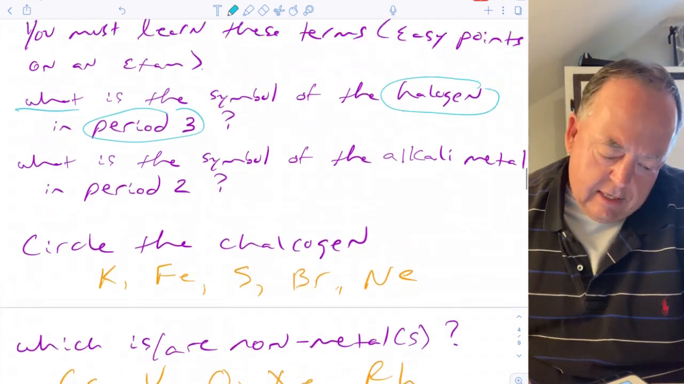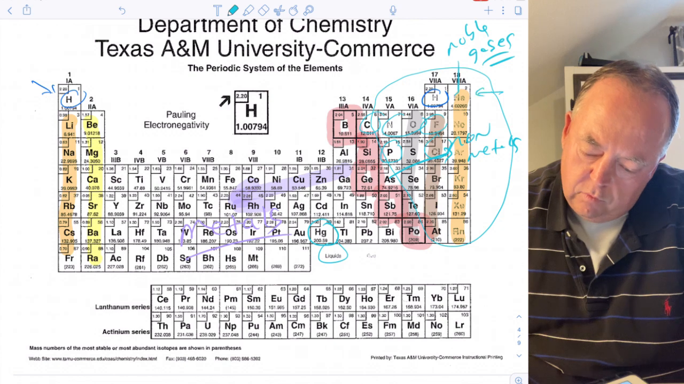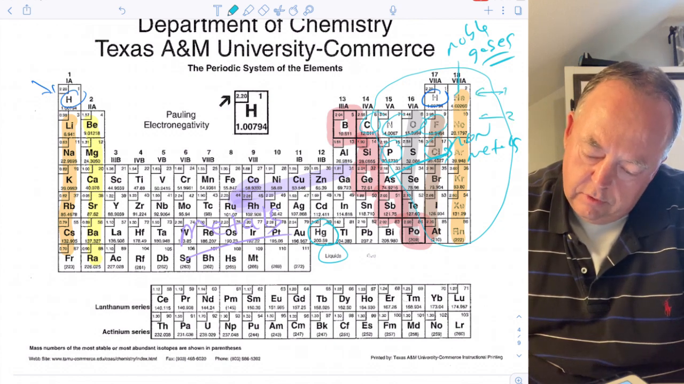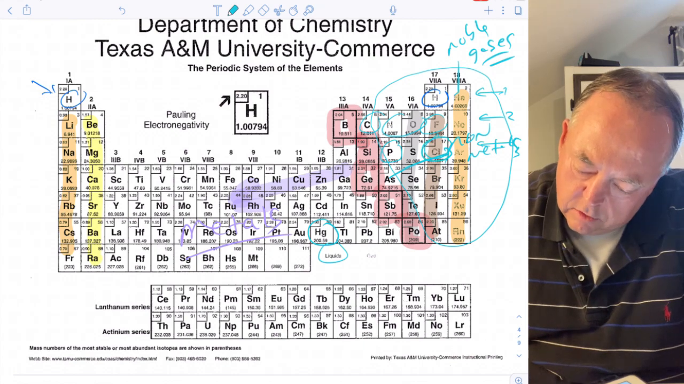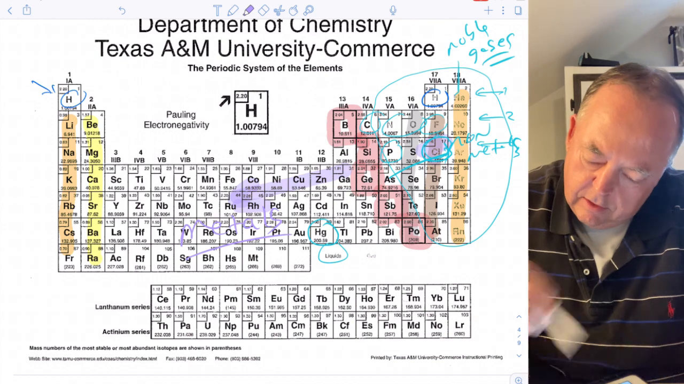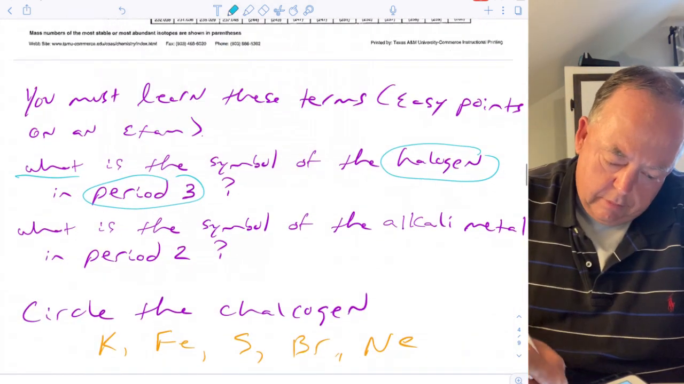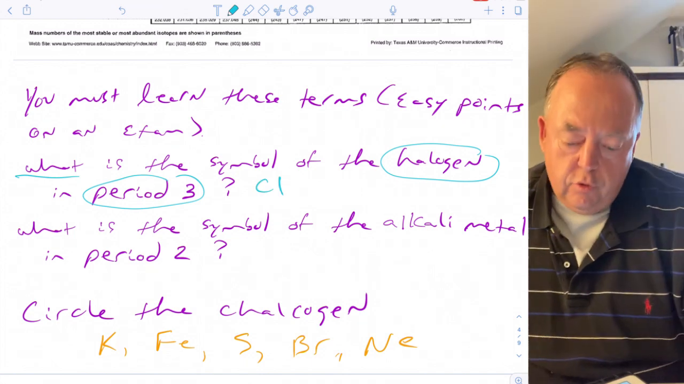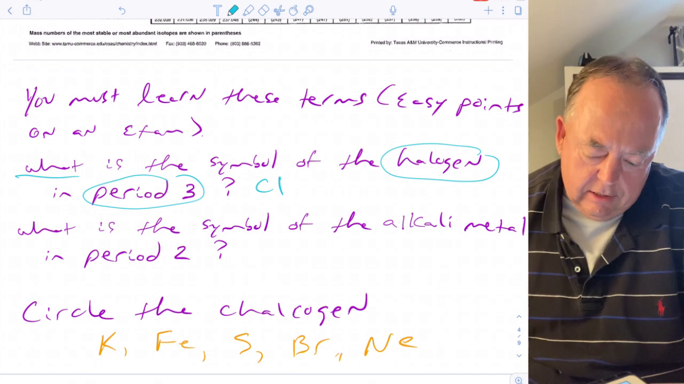Okay, so what is the halogen? So we're talking about group 7 here. And so this is period 1, this is period 2, and this would be period 3. So that would be chlorine. All right, so chlorine would be the halogen in period 3. So if you know these terms, that is a trivial question on a test.